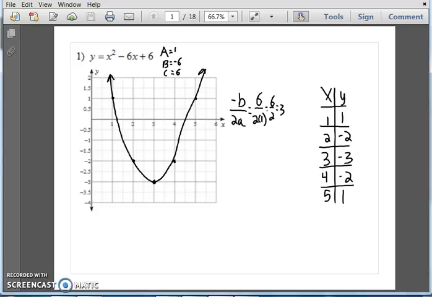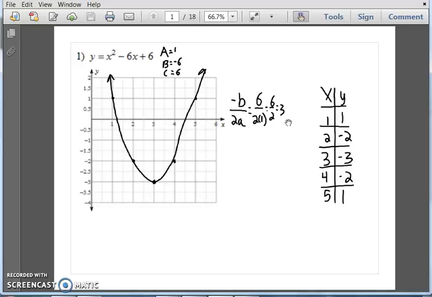It's graphing a parabola. How do I do that? Well, what you could do is the following. You find your vertex, which is negative b over 2a. So you list your a, b, and c values right up here, and then you do negative b over 2a. That gives you your x value.